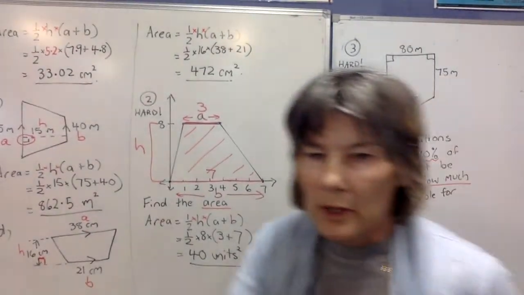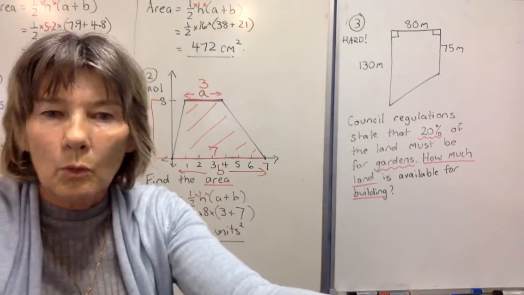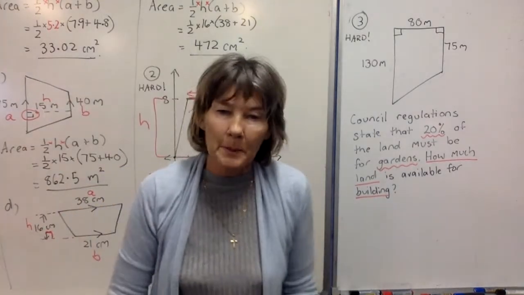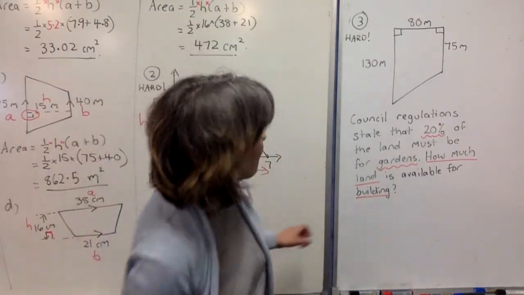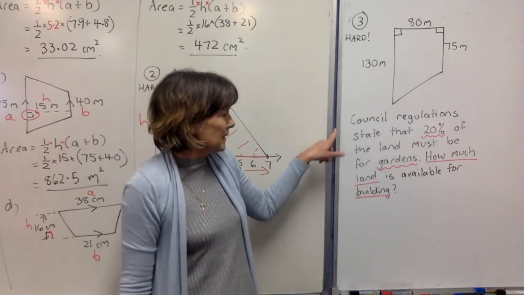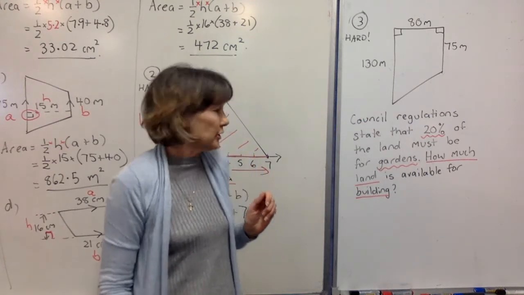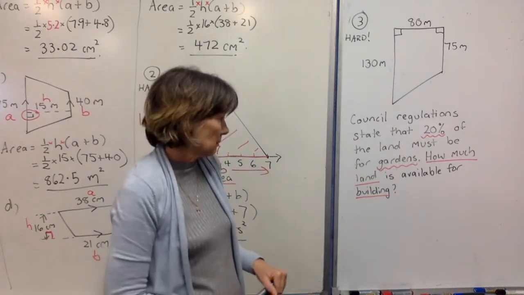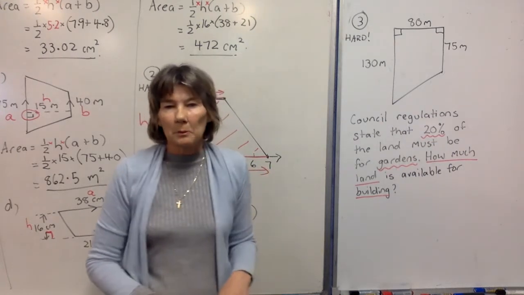If you find this question hard, don't worry, okay? This is for the people that are going really well and want to have something a little bit trickier to do. So let's have a look. They've given you that shape. It says down here, council regulations state that 20% of the land must be for gardens. How much land is available for building?